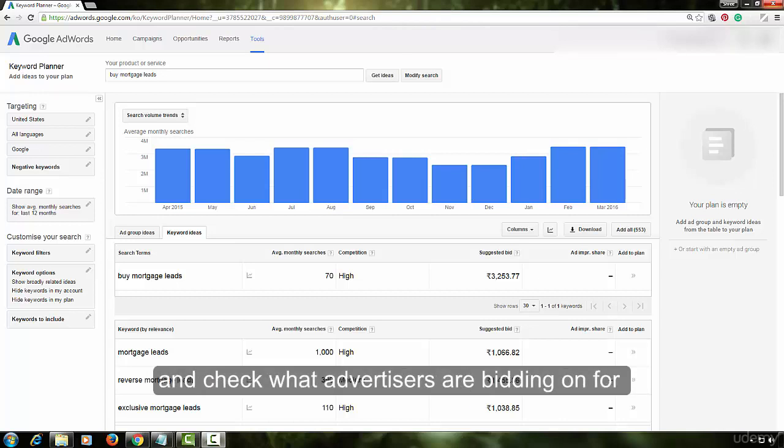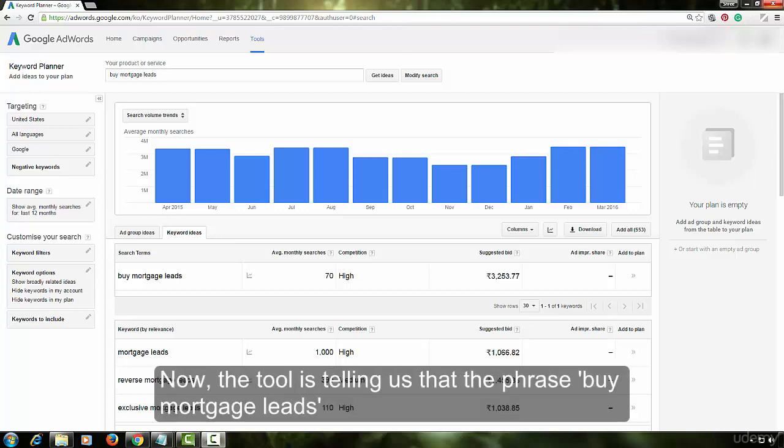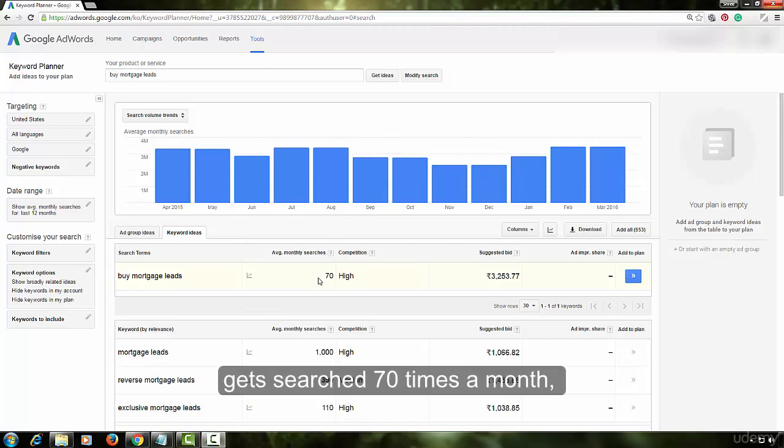are bidding on for the phrase buy mortgage leads. Now, the tool is telling us that the phrase gets searched 70 times a month, is a high competition keyword, and the suggested bid is more than 3000 rupees.